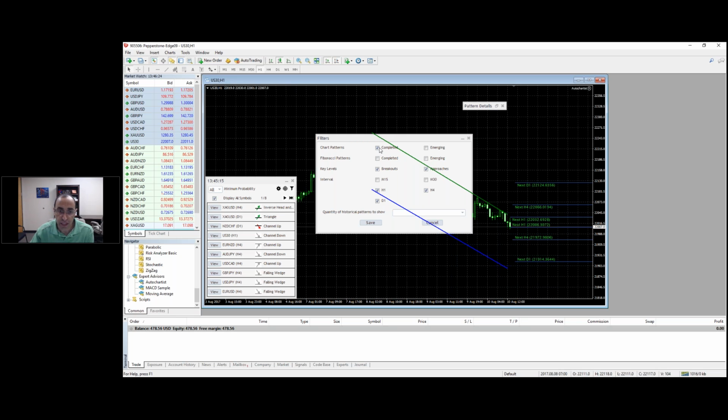So the first filter that I'm going to apply in order to get the best quality opportunities are these three over here: completed chart patterns and breakout and approaching key levels.